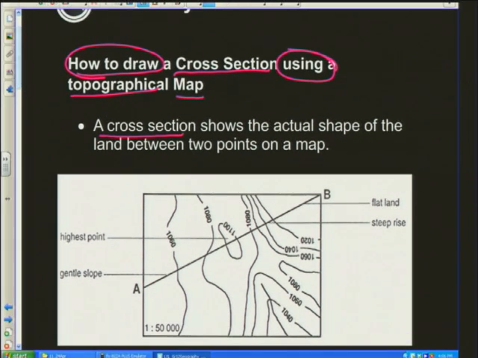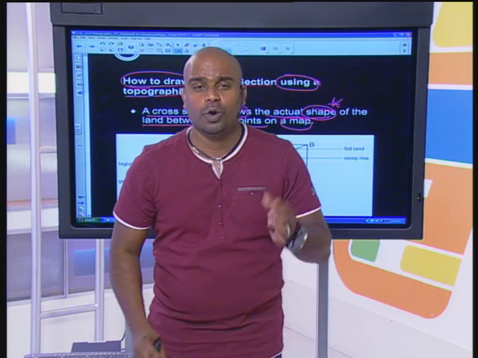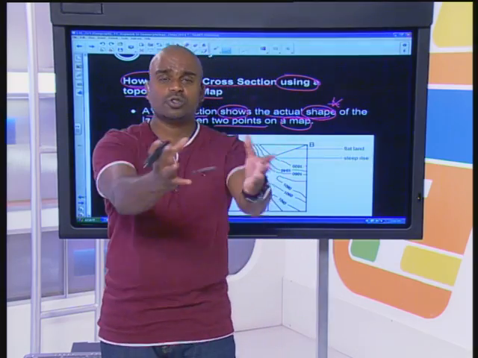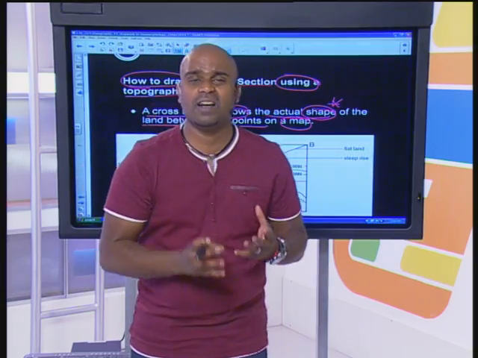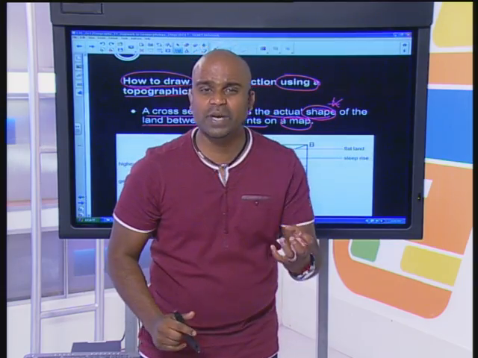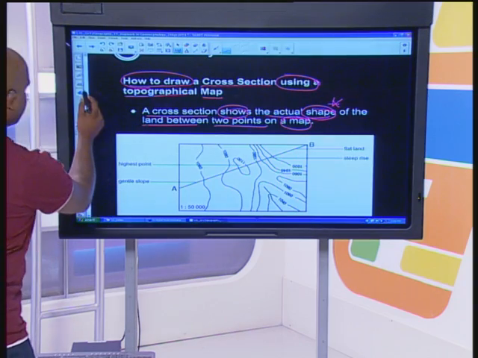A cross-section shows the actual shape, very important, of the land between 2 points on a map. In this case, you should remember that your questions are directed at 2 points on a map. We have a rough sketch of a topographical map. When you are asked to draw a cross-section, you will be asked to draw it between 2 points on any map. Let's look at the sketch and see what is required.